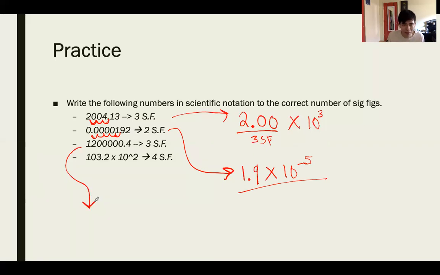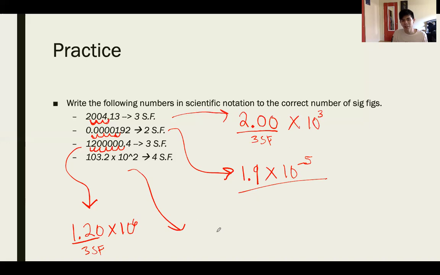Now let's take this big number here. It wants us to round it to 3 significant figures, so we do our first number, 1.20, right? There are 3 sig figs here. And then we just have to count how many spaces the decimal place moved. So 1, 2, 3, 4, 5, 6. So 10 to the 6. And then this is in scientific notation.